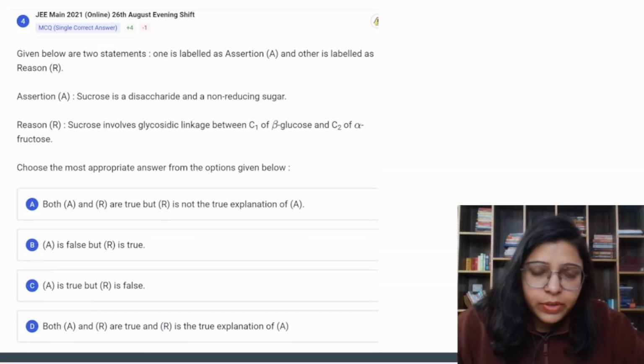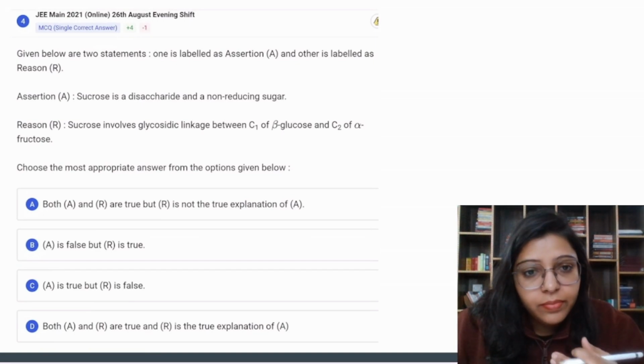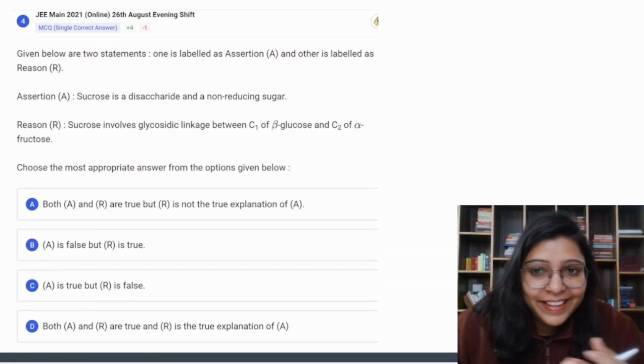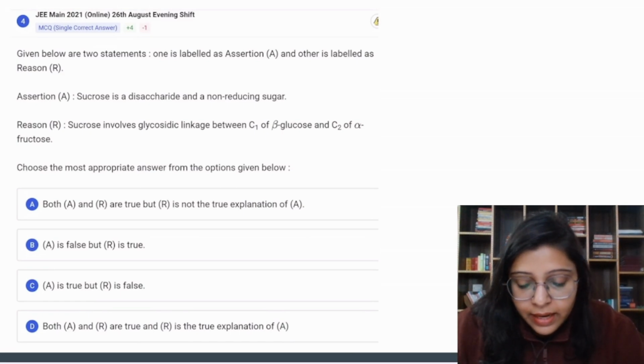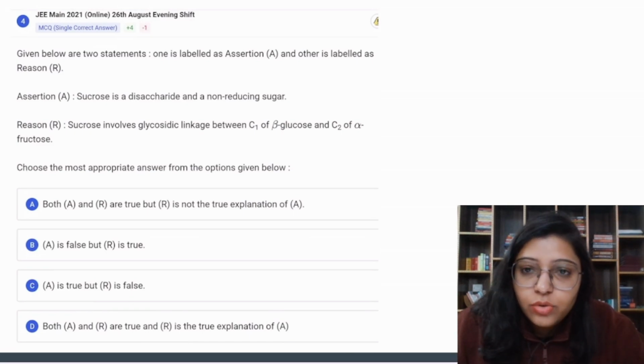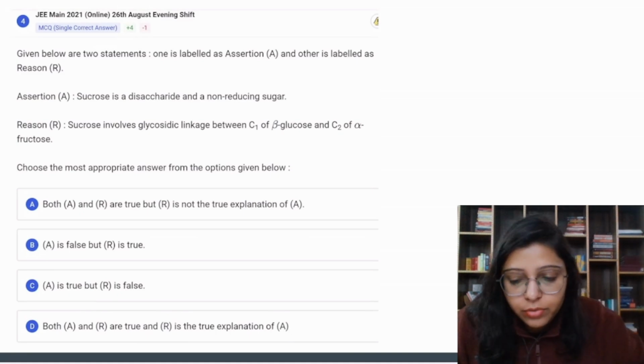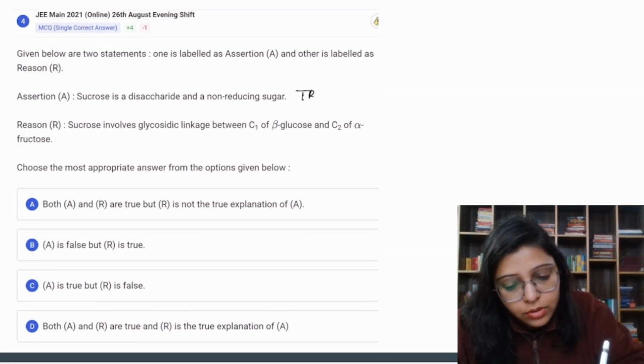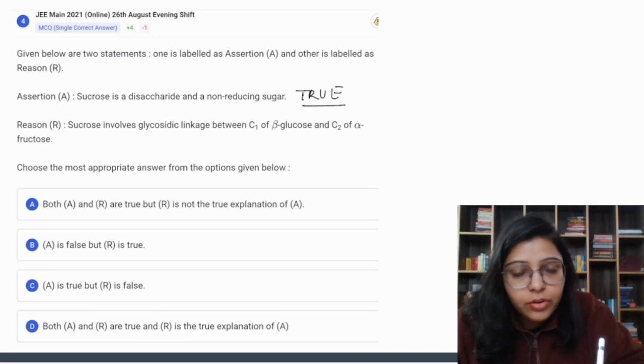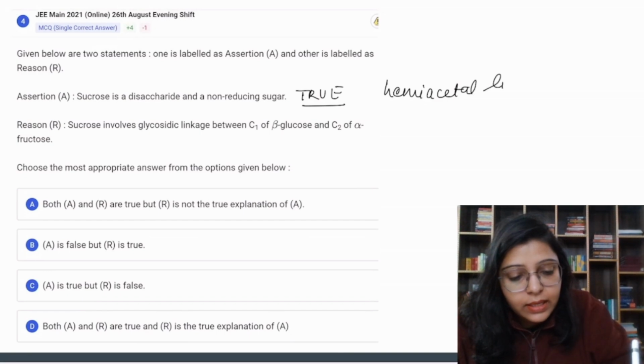Now I'm doing the last question for this biomolecules. The rest of the questions are basically the same. Just learn and then do the questions. I will mark the correct answers in this slide. So the question is: sucrose is a disaccharide and a non-reducing sugar. It is true. Sucrose is a disaccharide, but it is non-reducing. Why? Because hemiacetal linkage is not present.